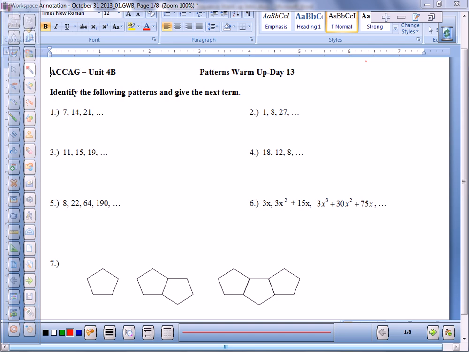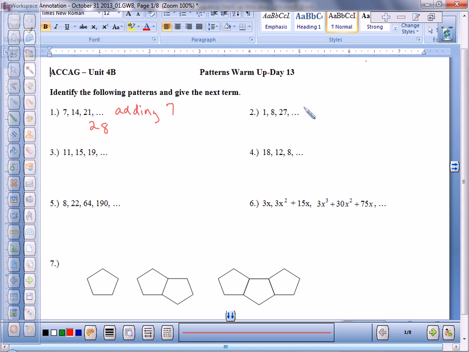Whole bunch of patterns. And patterns lead well into what we're going to do today. So let's look at the first one. 7, 14, 21. What's going on? Adding 7. We're adding 7. And so what would the next term be? 28. Okay, number 2. Who sees it?